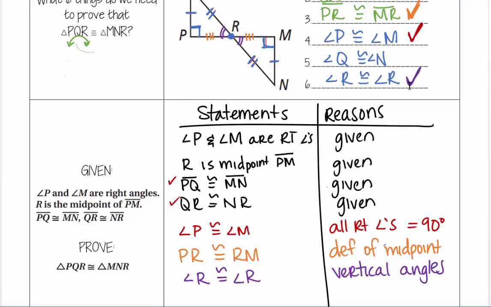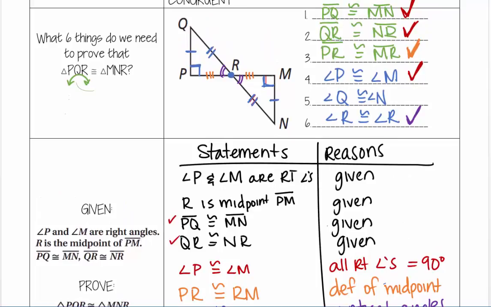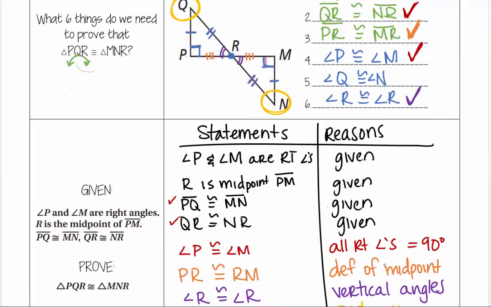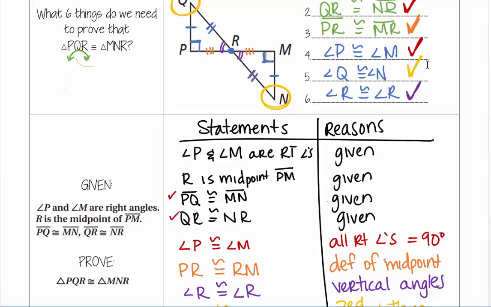Okay. Almost done. We got one left. Think back to one of the theorems that we did a while ago that said if I know two angles in one triangle are congruent to two angles in another, then the third angles have to also be congruent. This was the third angle theorem. So I know angle Q has to be congruent to angle N by the third angle theorem. And that's it. We have checked everything off of our to-do list.